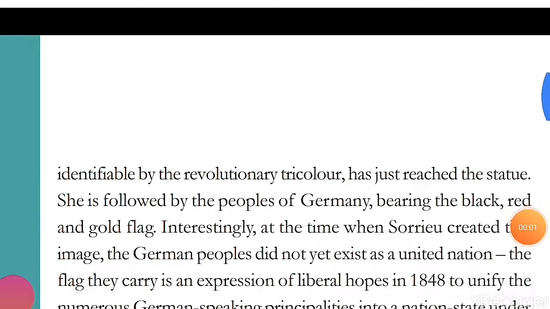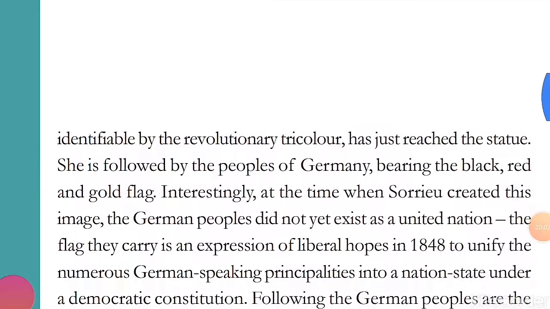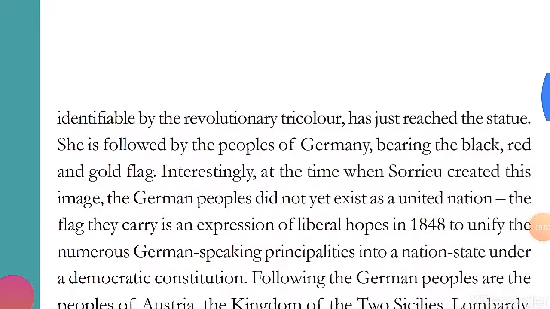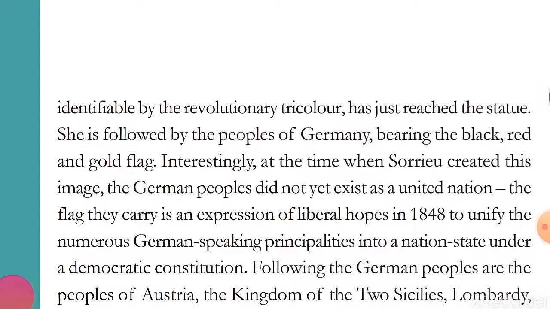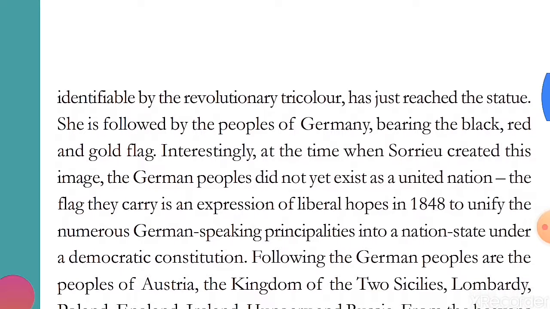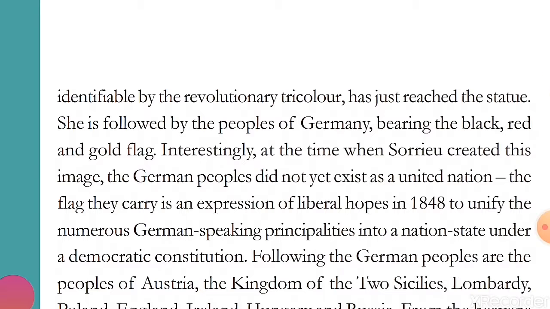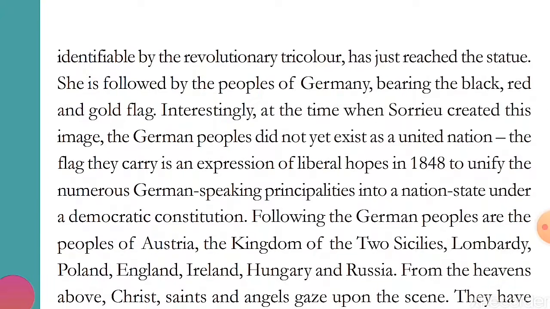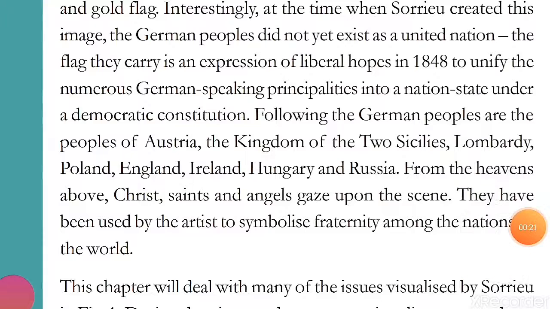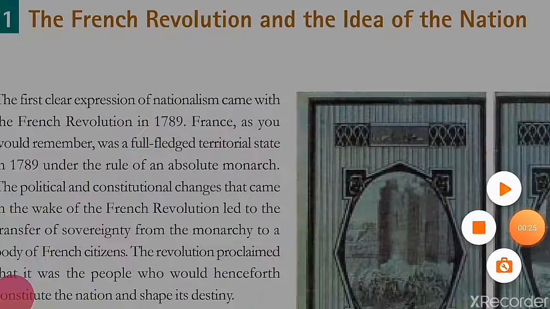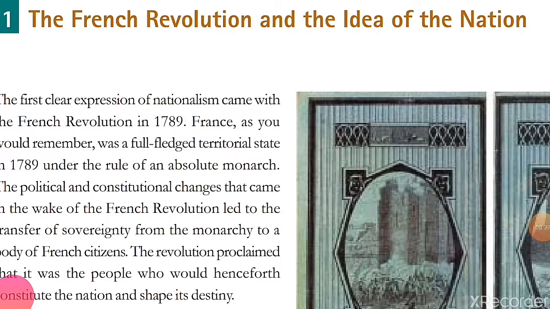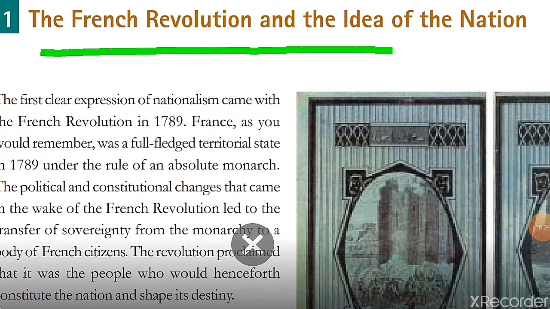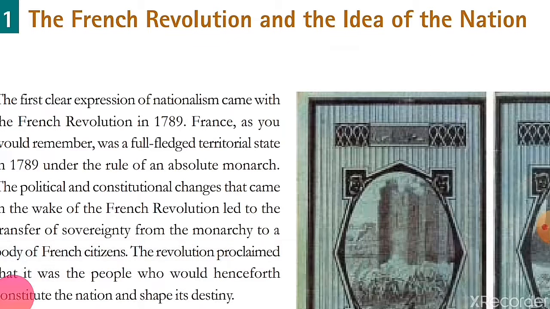During the 19th century, nationalism emerged as a force which brought huge changes in the political and mental world of Europe. The end result of these changes was the emergence of the nation states. Now we will talk about the French Revolution. Now your topic is the French Revolution and the idea of the nation.